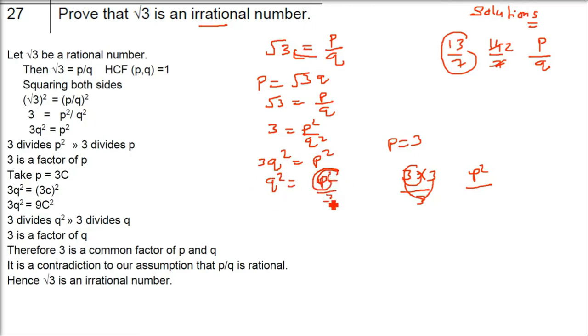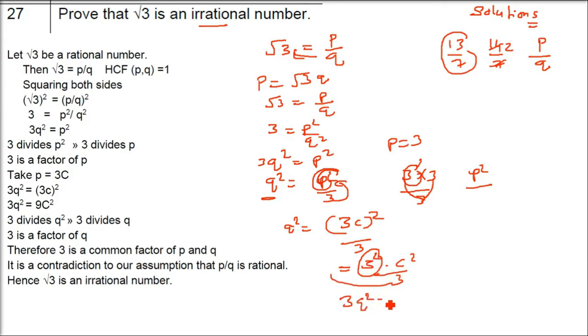So when p is divisible by 3, that means 3 is a factor of p. But we started with saying it's co-prime. So let us check for q also. Now take p as 3c, any constant, 3c or 3k. Now when you put it here, 3c whole square is 9c square, that is 3 square c square, by 3. So 3q square is 9c square. So when you get q square by 3 equals c square.